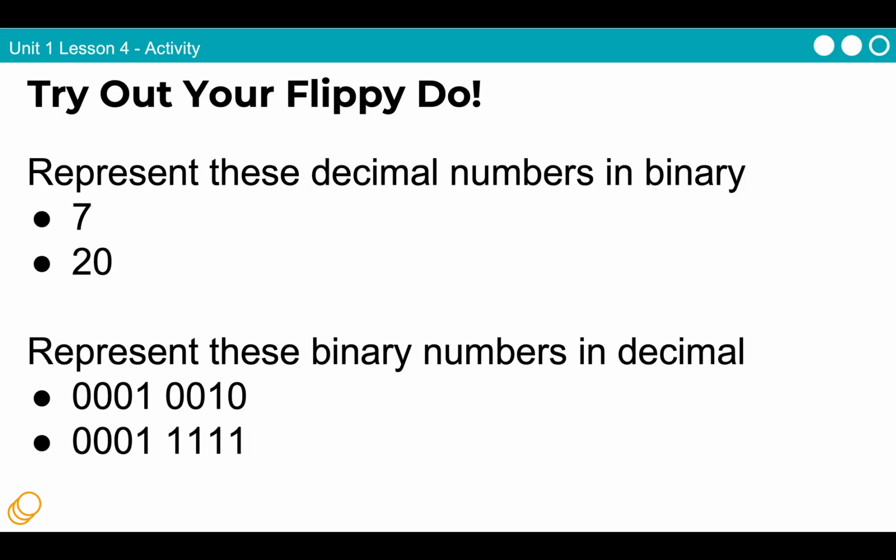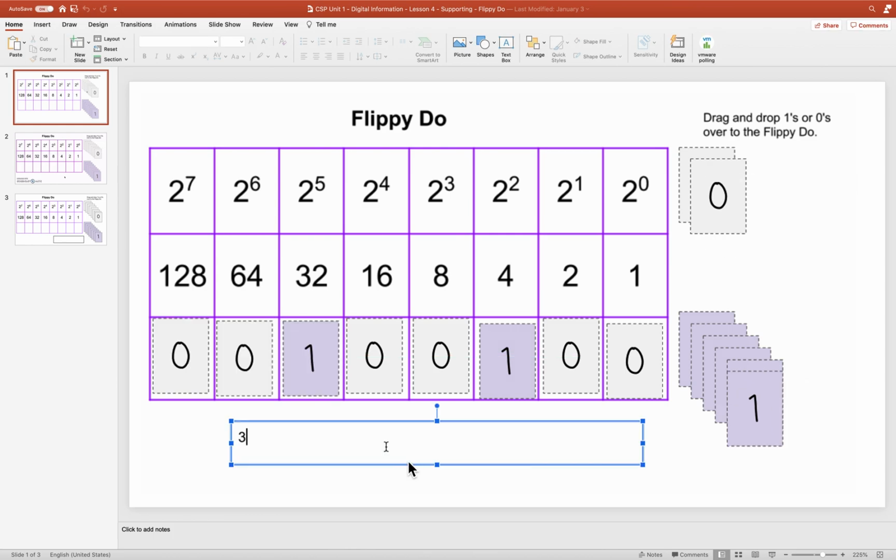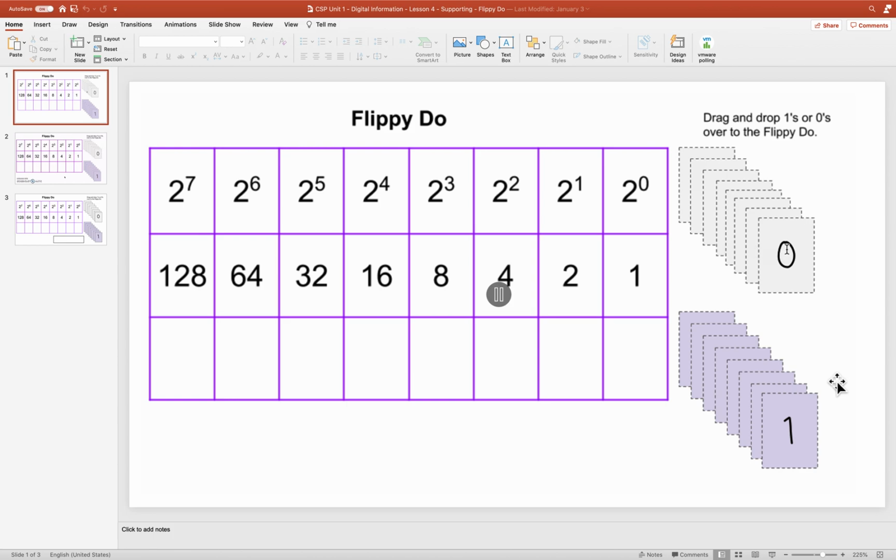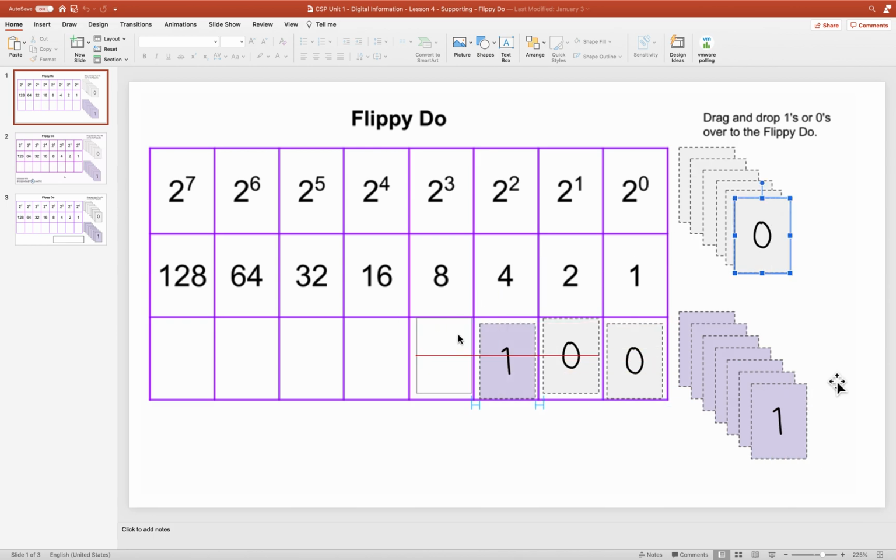So try out your Flippy-Do. Represent these decimal numbers in binary: 7 and 20. We haven't looked at our Flippy-Do yet, so let's take a look. Here is our Flippy-Do. In the supporting Flippy-Do PowerPoint, the first slide shows you how to use it. There's a little video of dragging the various zeros and ones down onto the row at the bottom.